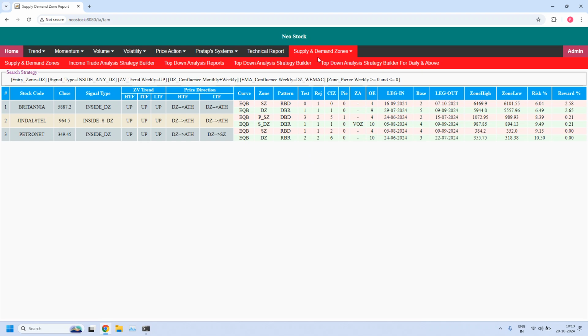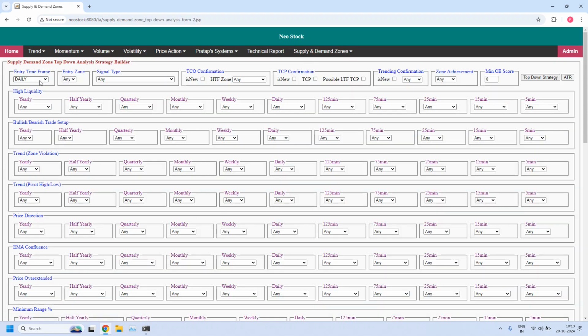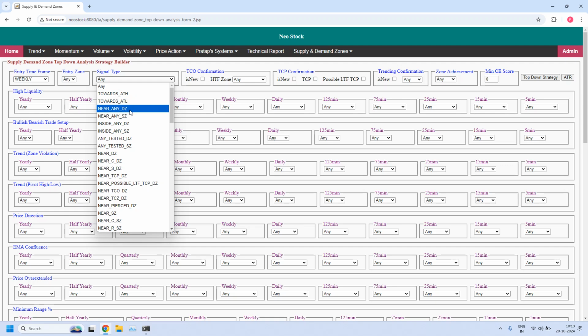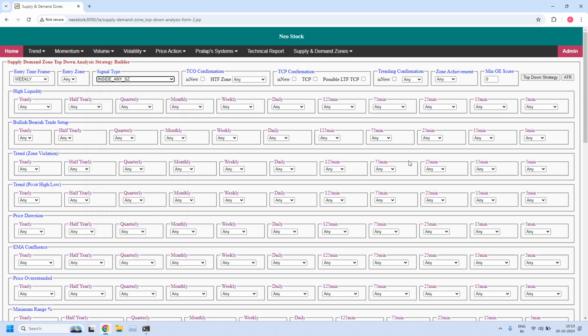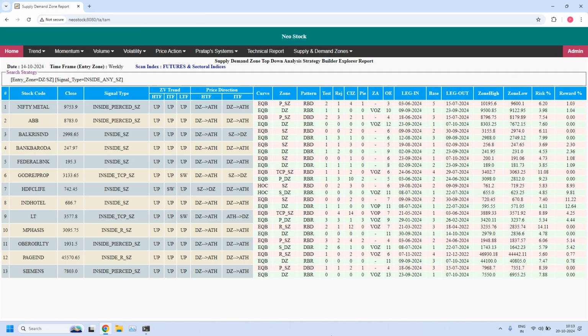Okay, next, the set of reports for the weekly time frame. Let us find the stocks where price closed inside the weekly supply zone. We got 13 stocks. Currently prices are closed inside these weekly supply zones.